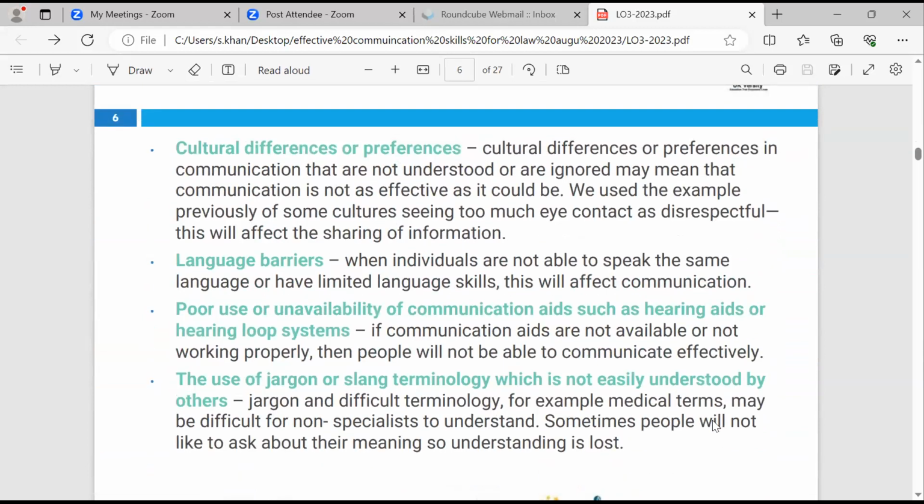Cultural differences or preferences. Communication preferences that are not understood or are ignored may mean that the communication is not as effective as it could be. We used the example previously of some cultures seeing too much eye contact as disrespectful. This will affect the sharing of information. What kind of other cultural barriers do you think there are?